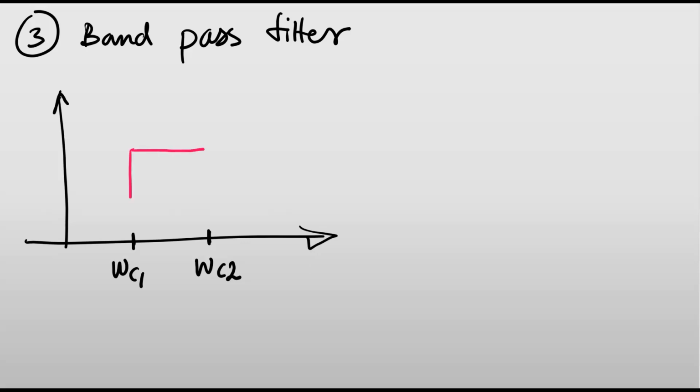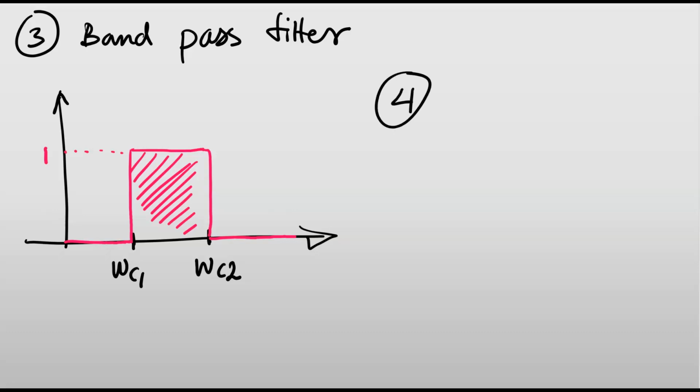Otherwise, it will completely damp the signal because the magnitude of H of j omega at those frequencies smaller than omega c1 and greater than omega c2 is equal to 0. So it will completely kill the signal if the frequency of the input is out of this range of omega c1 to omega c2. So this is what we have as a band pass filter, and the pass band is what we have in the middle. And the fourth ideal filter that you need to know about is the band reject filter.